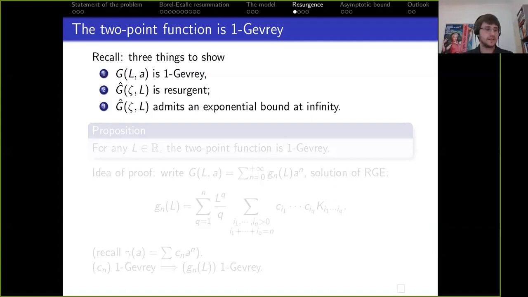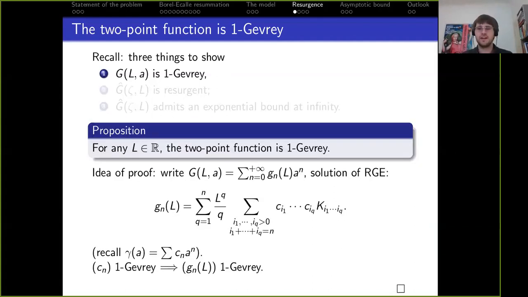Let me remind you that we need to prove 3 things. That my formal series is 1-Gevrey, that is, it has factorial bounds at infinity. That its Borel transform is resurgent, and that it admits an exponential bound at infinity.